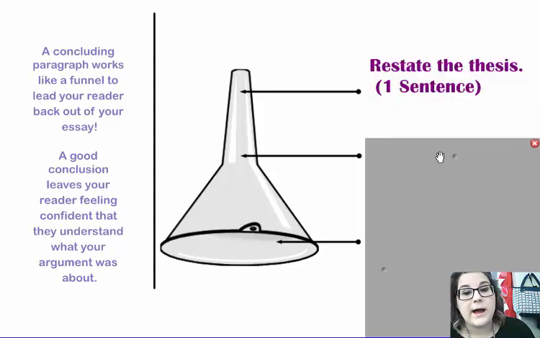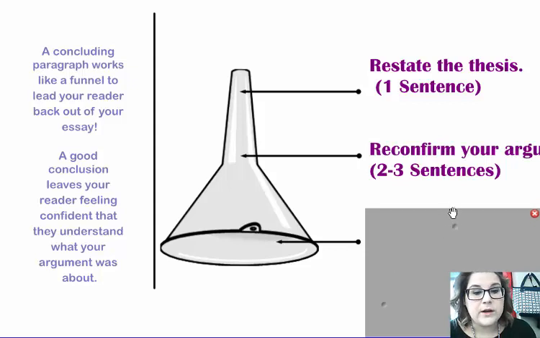We are proving the theme of our essay through our thesis statement. So we're going to start by restating the thesis. Go back to what you had said before. What is it that we're learning from this story? Reconfirm your argument. So go back and talk again about some of the things that you pulled out as evidence from your essay. Tell them to us again.